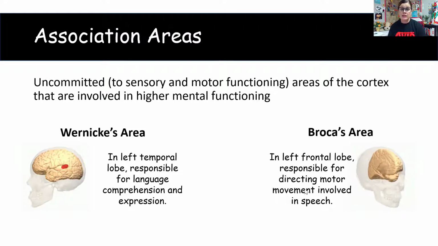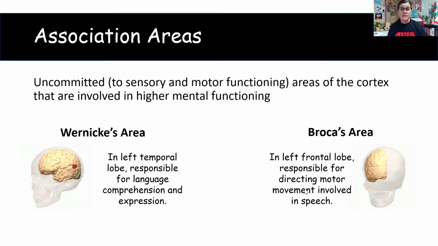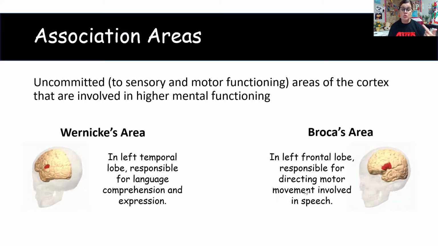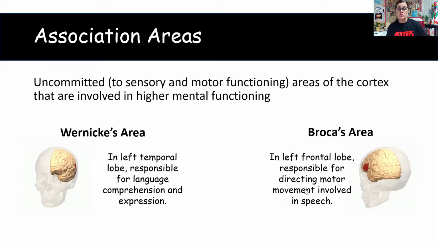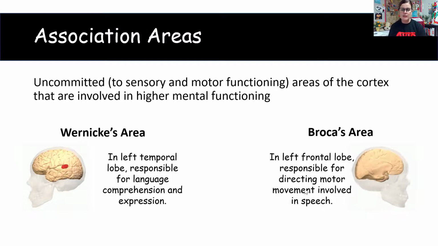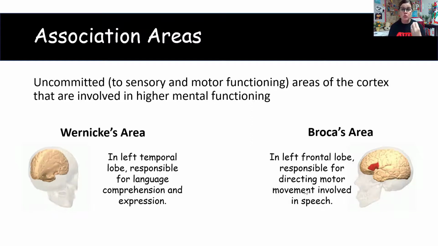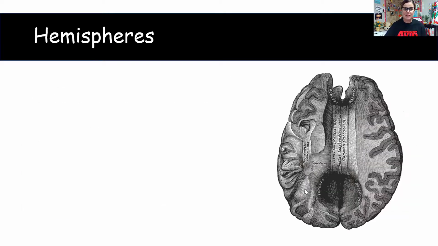The other association area that you should know and that you've heard about before is the Broca's area. Again, it's located in the left frontal lobe. And again, both on the left side. The left side of the brain is associated with our ability to use language. The Broca's area is responsible for directing motor movement involved in speech, which means moving your mouth and producing those words. The words come out of your mouth, la boca, if you remember the silly way to remember that.